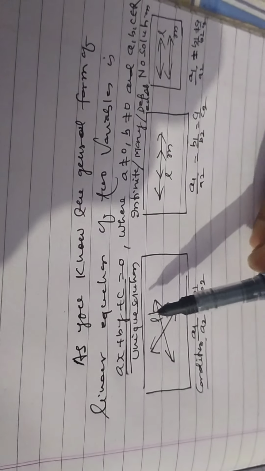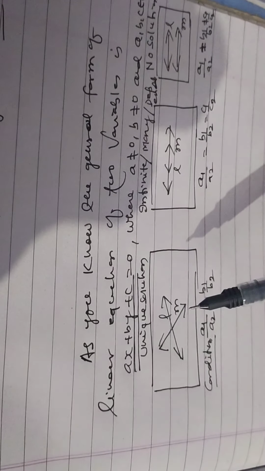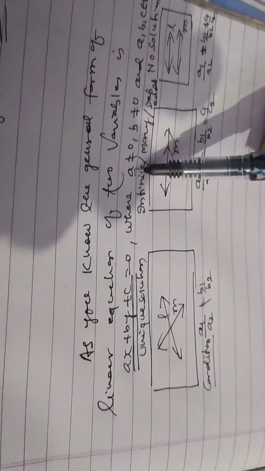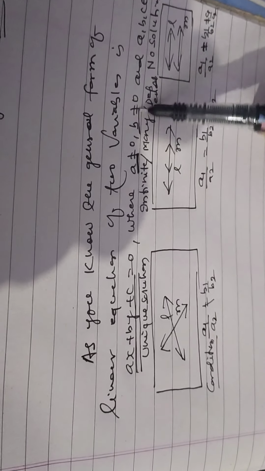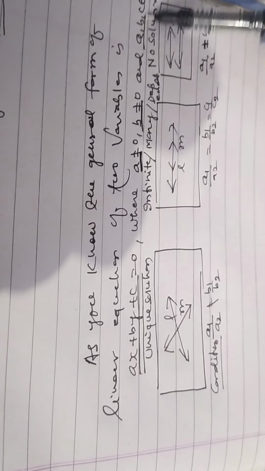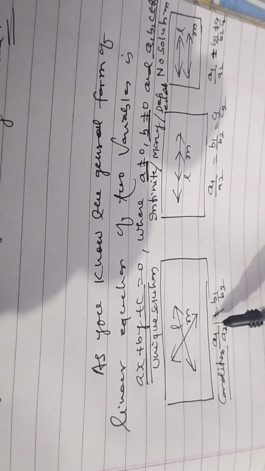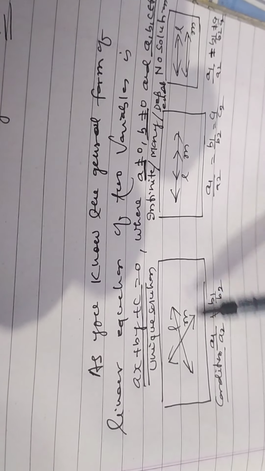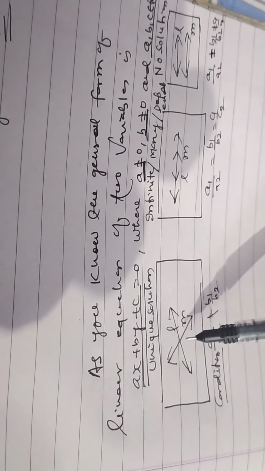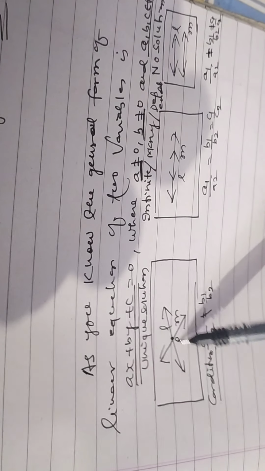As you know, the general form of a linear equation of two variables is ax plus by plus c is equal to 0, where a is not equal to 0, b is not equal to 0, and a, b, c belong to R. Now see figure first. What do you observe? There are two lines which intersect at a point P.